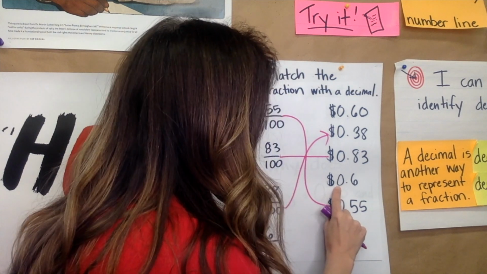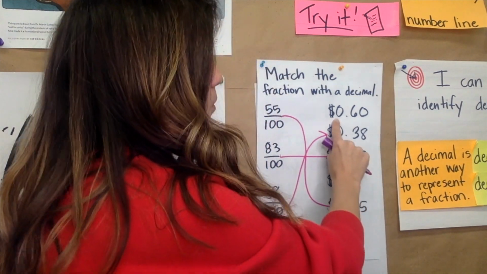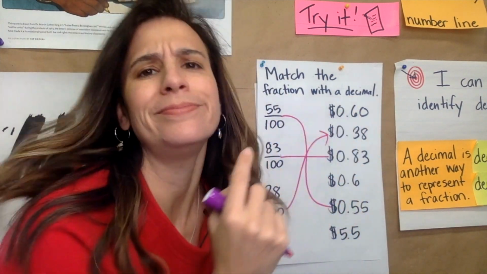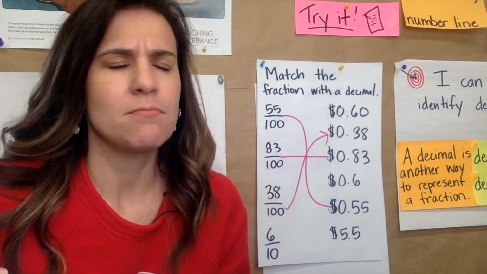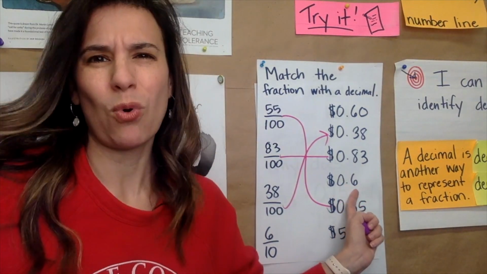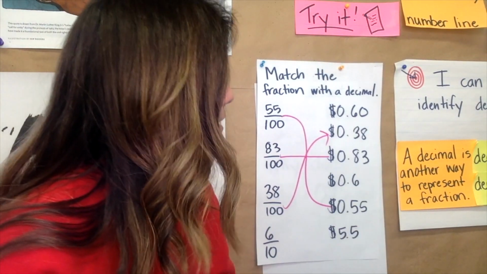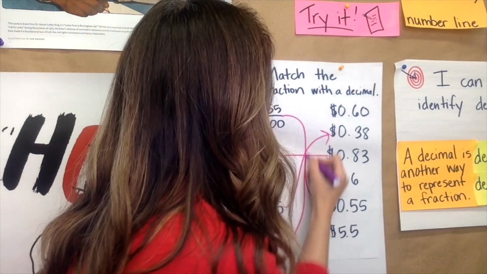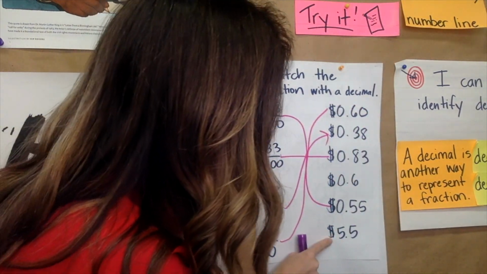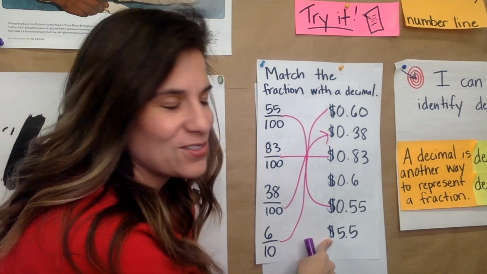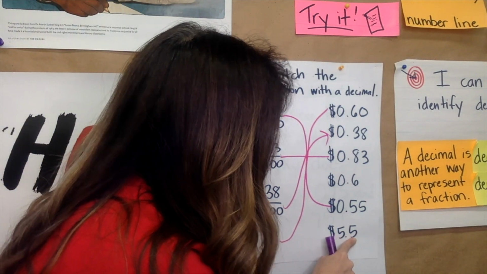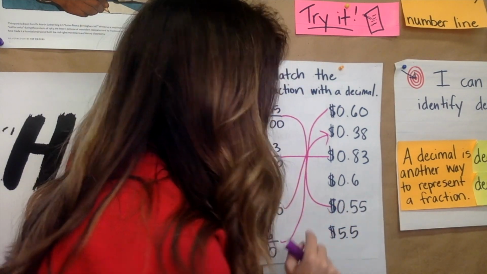Okay, so we have 0.6 here, but we also have 0.60. Well, how would we represent that in money? Would we put it like this, 0.6, or would we do it like this? You got it. We got it. Oh, and look, there was one down here, $5 and 0.5. Okay, we already got that one.